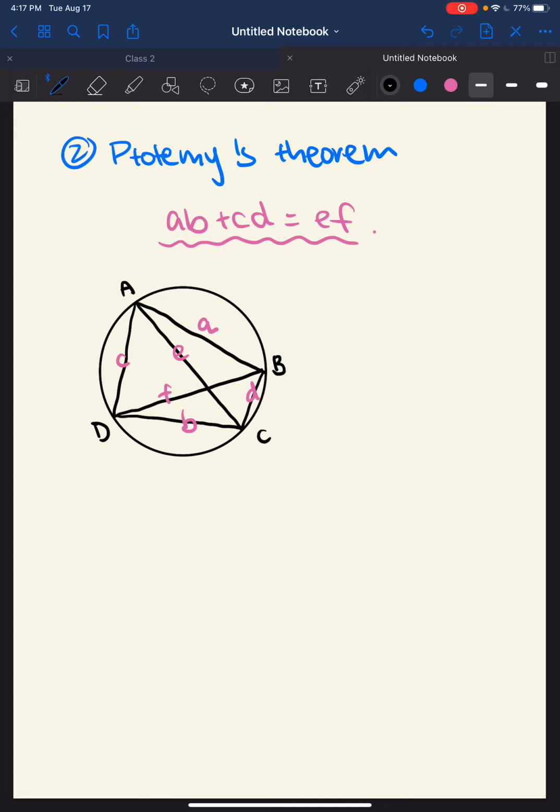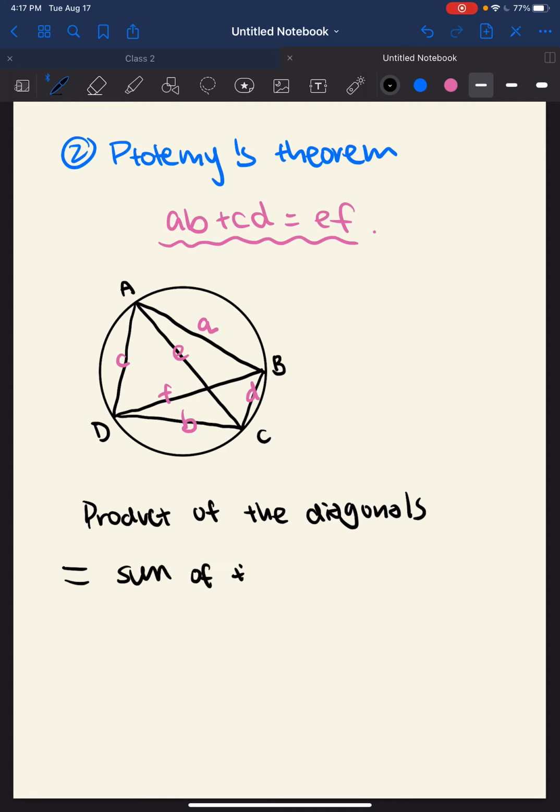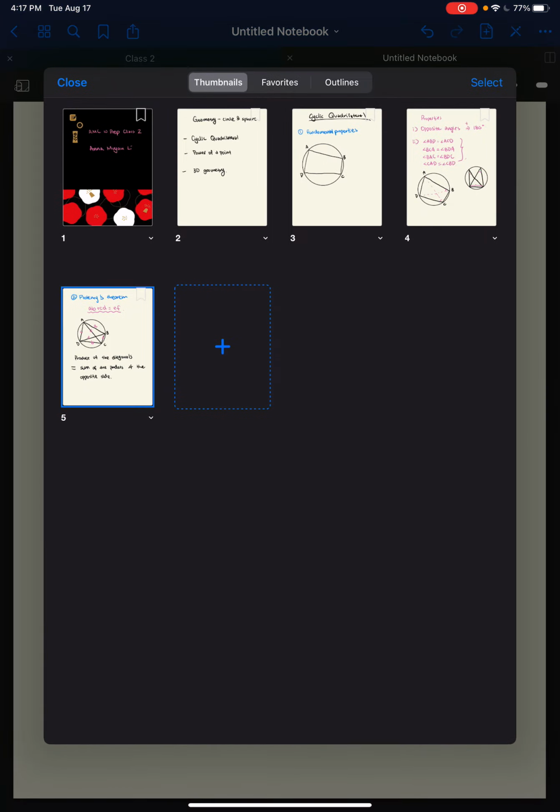So to summarize and to make memorizing this formula easier, the product of the diagonals equals the sum of the products of the opposite sides. And now let's try to prove this theorem.